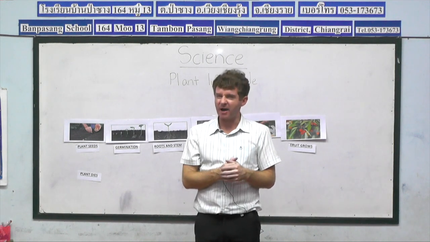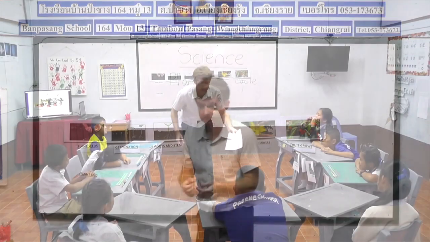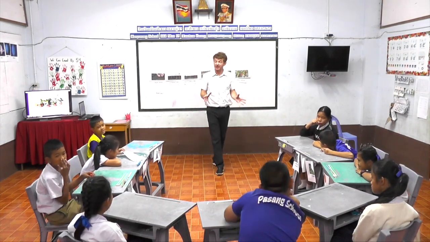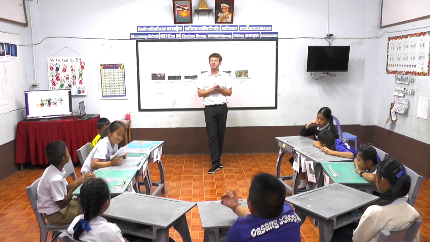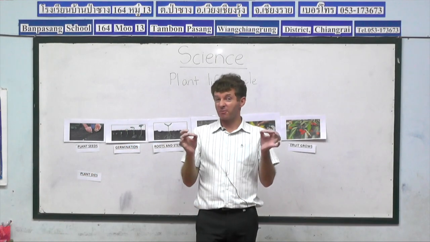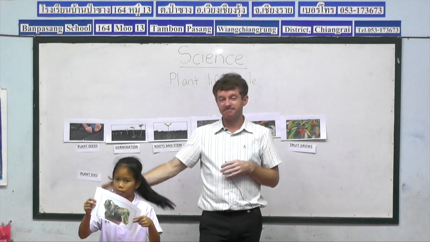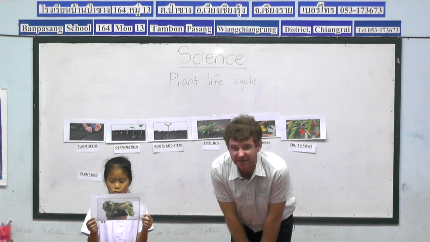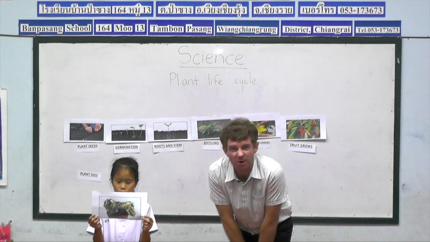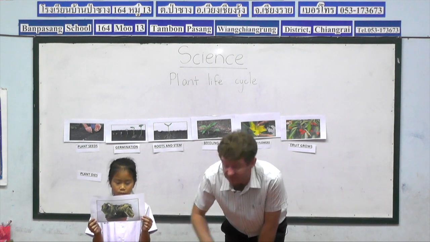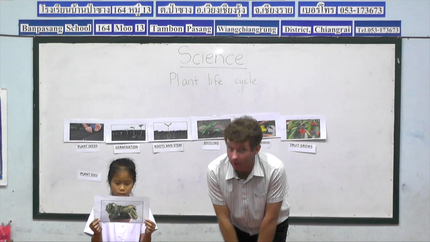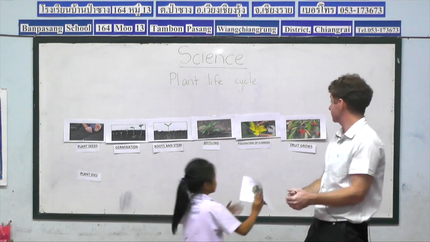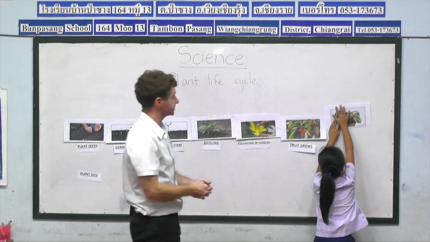And now for the final stage in the life of a plant. Okay, so now the final stage in the life of a plant, Preo will bring the picture forward. And can you show it to your friends, please, guys? What do we think? Yes, look at the plant. Does the plant look healthy? No, the plant's not healthy. The plant looks like it's already or about to die. So Preo, can you place it next to stage number six?